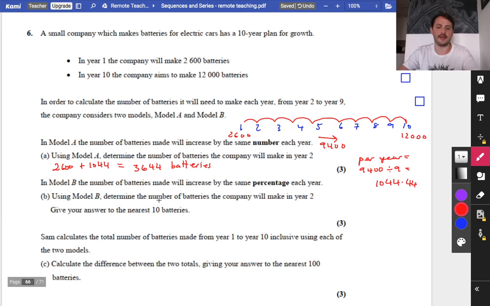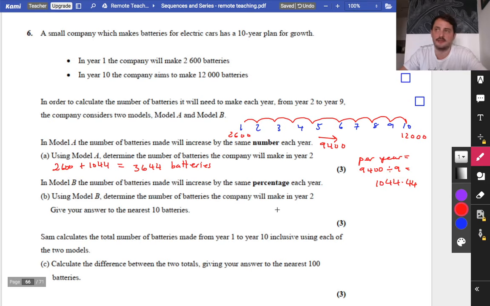In Model B, the number of batteries will increase by the same percentage each year. Using Model B, determine the number of batteries the company will make in year 2. Give your answer to the nearest 10 batteries. So in this case, it is going to be going up. The increments are 9 increments.